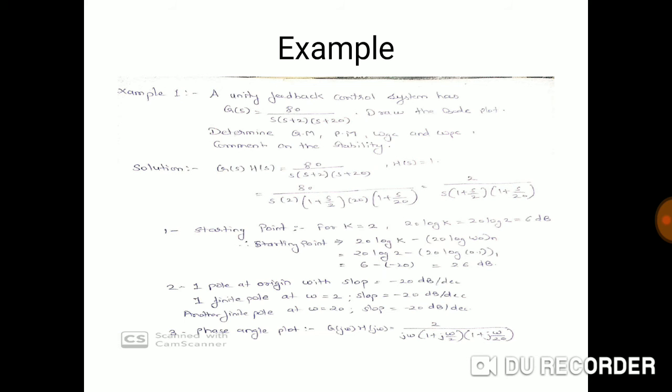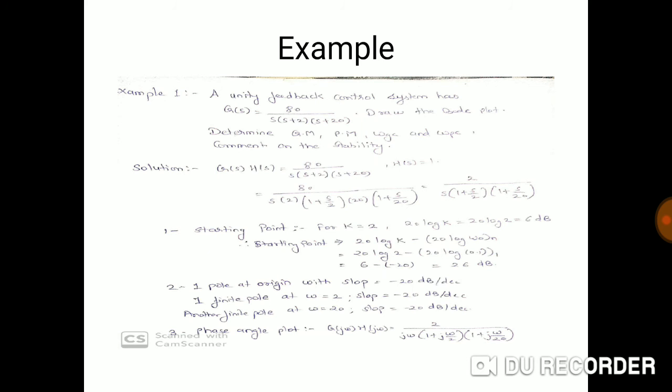The first factor present is k, that is 80. Then you have to find out what is the dB for that. As we converted into j omega form, the 80 is converted into 2, therefore k is equal to 2, and 20 log of 2 is 6 dB. Then for each and every factor you have to find out the magnitude and angle. Find the number of poles and the number of zeros present here.